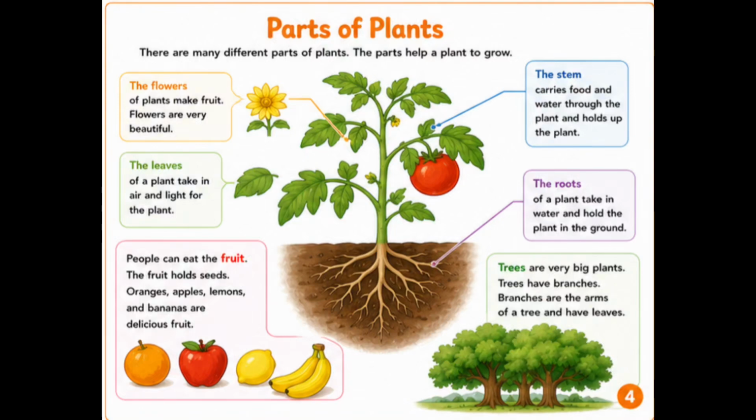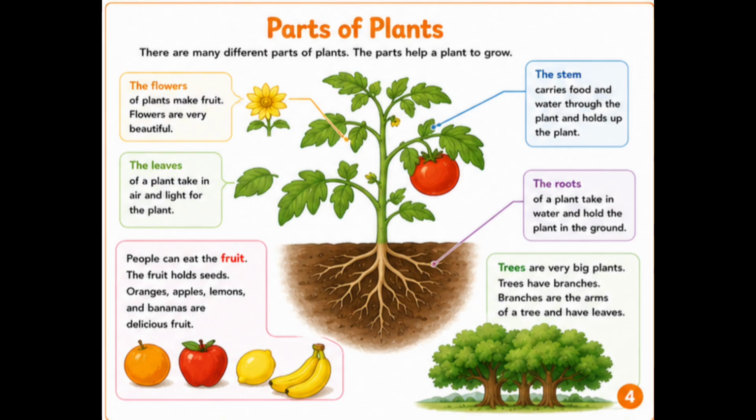Parts of plants. There are many different parts of plants. The parts help a plant to grow. The roots of a plant take in water and hold the plant in the ground. The stem carries food and water through the plant and holds up the plant. The leaves of a plant take in air and light for the plant.